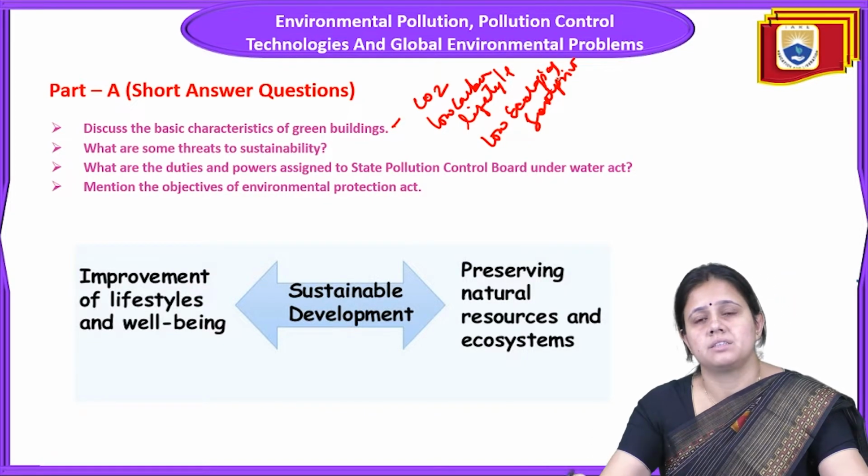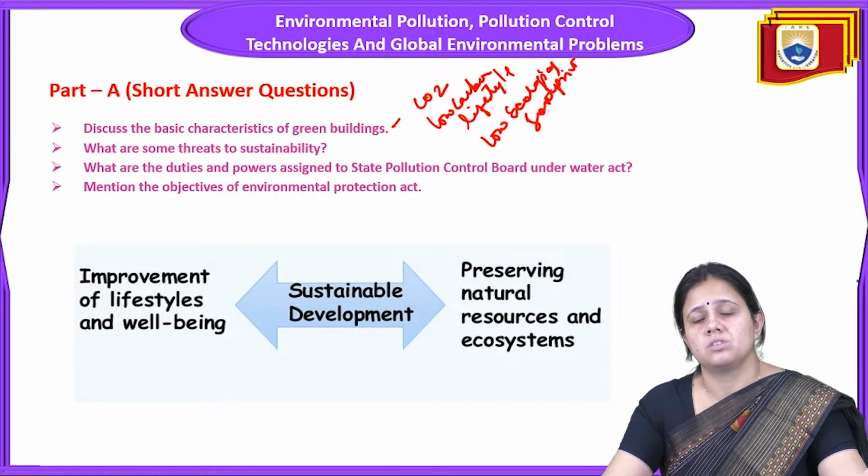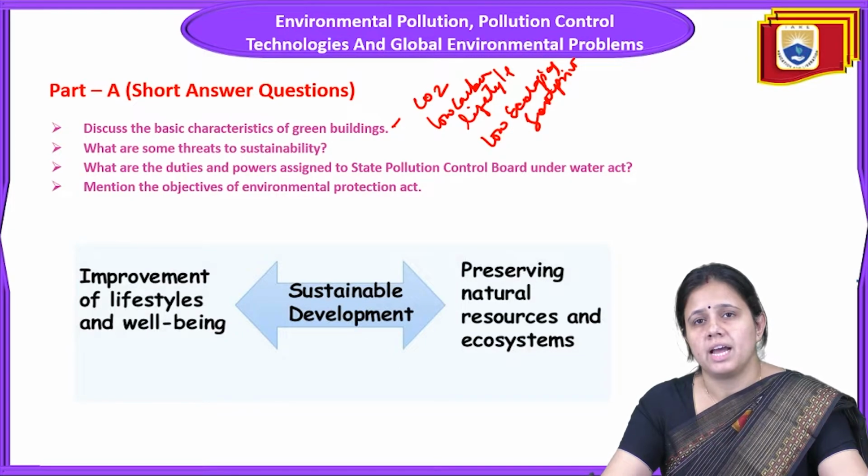These are the characteristics of green building. Green water harvesting is there, rainwater harvesting is there. What are the threats to sustainability? Threats to sustainability are the population explosion and clearing of forest, deforestation, cutting of trees. All are the threats to sustainability.